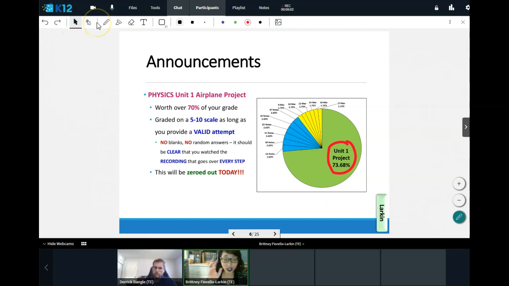Now, that being said, we do grade it on a scale that is to your benefit. Remember, we grade it on a 5 through 10 scale as long as you provide a valid attempt. This is the key word here. Valid means that you don't have any blanks in it. Valid means that you don't have any random answers in it. If you have blanks or random answers, then that does not count as a valid attempt. You will get a 0. It will get deleted and sent back to you. You can't just turn in blank templates and expect to get credit for that. We always just delete them. It gets sent back to your overdue notices. That is not a way to try to trick the computer into getting rid of your work. Okay?